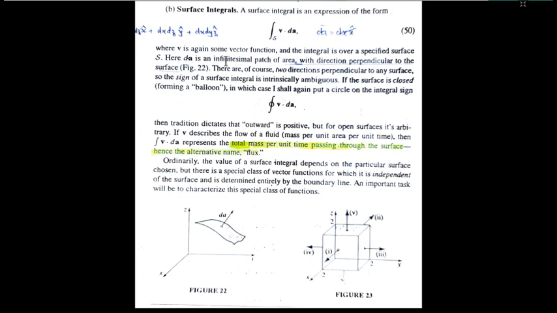Here dA is an infinitesimal patch. पैच माने वैसे तो एरिया ही हुआ, तो ये छोटा सा पैच जो सर्कल दिख रहा है वो. सो इनफाइनाइटेसिमल पैच ऑफ अ एरिया विथ डायरेक्शन परपेंडिकुलर टू द सरफेस. सो dA की डायरेक्शन क्या है? परपेंडिकुलर टू द सरफेस. देयर आर ऑफ कोर्स टू डायरेक्शन पॉसिबल, परपेंडिकुलर आउटवर्ड एंड परपेंडिकुलर इनवर्ड.